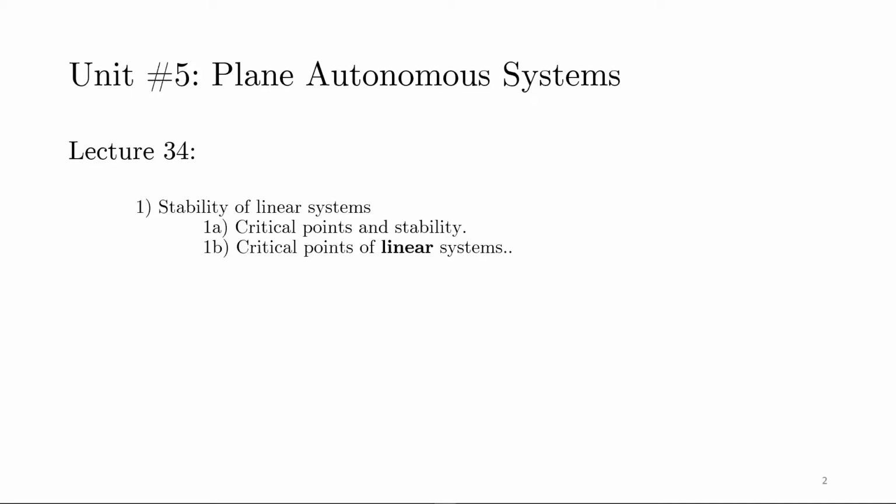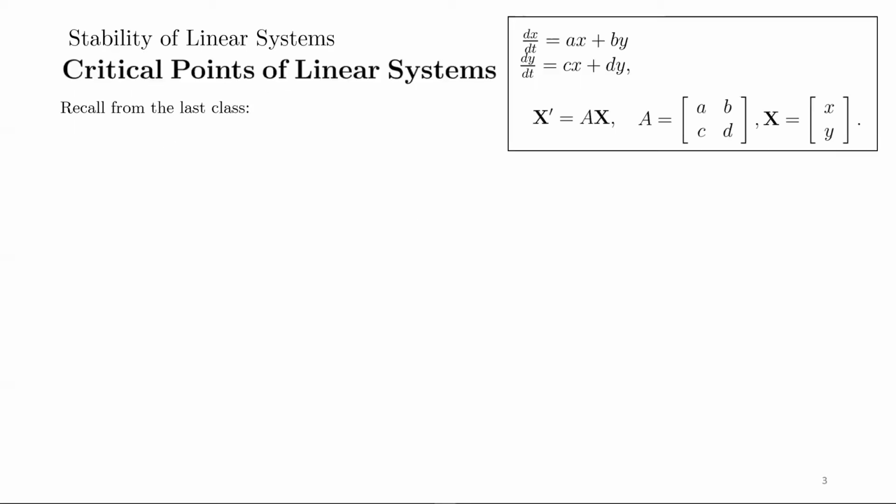So recall, a critical point is a point where both of the ODEs in the system are simultaneously equal to 0. So dx by dt equals 0 and dy by dt equals 0. They have to be equal to 0 simultaneously. If one is equal to 0 but the other is not, then we do not have a critical point of the system.